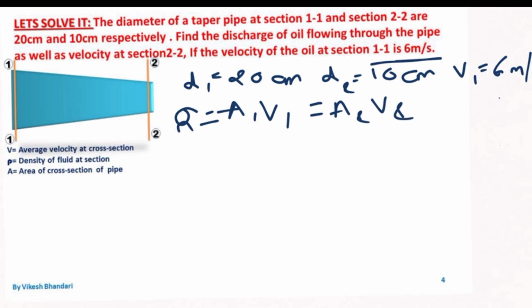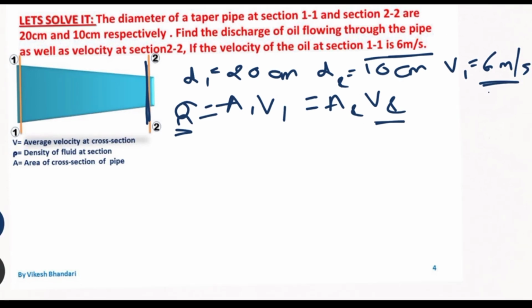Okay, first I will find out the area. Here they have given the diameter of the pipe at section 1 as 20 cm, and the diameter of the pipe at section 2 as 10 cm. And the velocity at section 1 is given as 6 meters per second. Then I need to find Q and the velocity V2. We know the formula Q is equal to A1 V1 is equal to A2 V2.